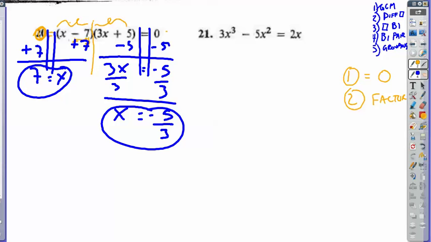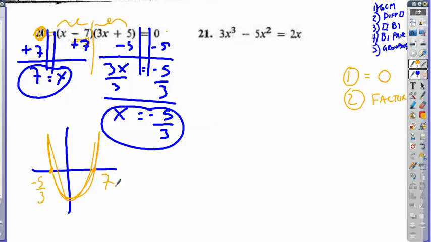So in essence, I have a parabola that crosses, there you go. So this point of intersection would be negative 5/3, and this point of intersection would be 7. And that's why you have two answers. In my next question, number 21, same thing. We have to have it equal to 0, and it has to be in factored form.